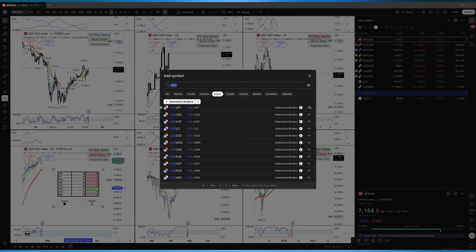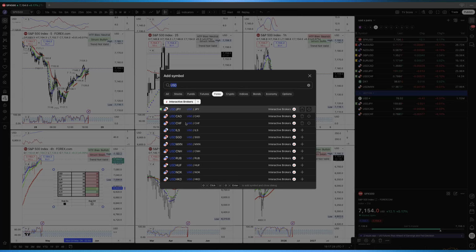So here I'm gonna go over to this add to watch list position, and I'm gonna add all of my US dollar major currency pairs. So we got USD JPY, USD CAD, USD CHF.